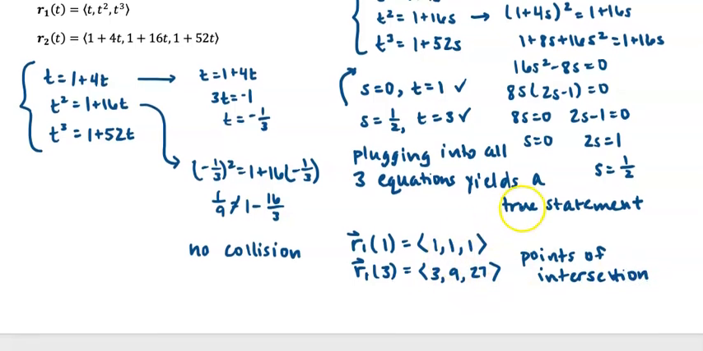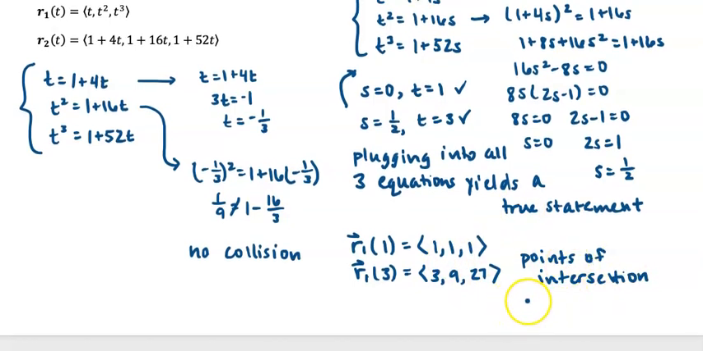And because these are the vector form for the points of intersection, we should really put this as 1, 1, 1, and 3, 9, 27, because we want to make sure these are points. This would be the vector form, so this is just the distance from the origin to each of these points. And that is it for section 13.1.